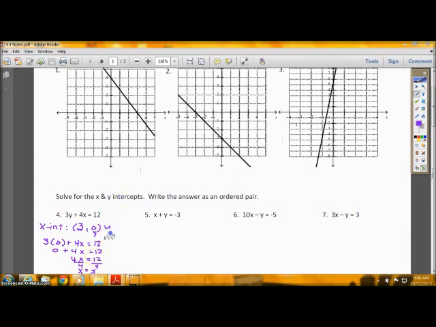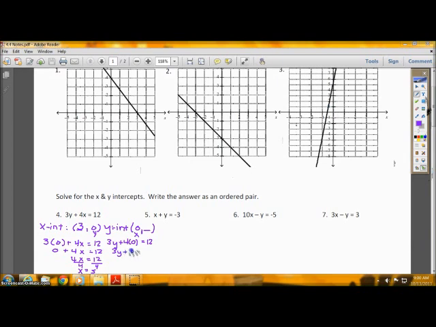Next I want to find my y-intercept. If you noticed in our graphs before, I had a 0 for the x and then I had to find the y. So I can put in 0 for the x coordinate here. So I have 3y, plus 4 times 0, because I'm plugging in 0 for the x, equals 12.